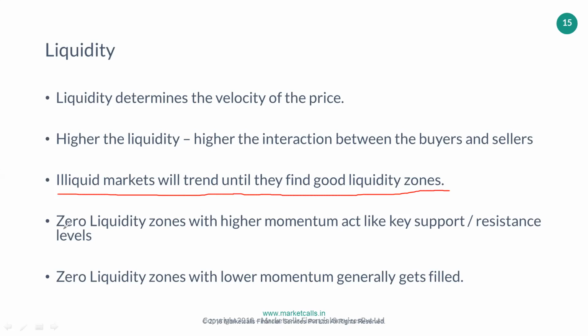And zero liquidity zones, at times you're going to find inside the order flow a lot of zeros with higher momentum. Those are the ones that are going to act like a key support or resistance. We're going to talk about that. So some of the zero levels are mostly key support zones or key resistance levels. And there are zero liquidity zones with lower momentum. They generally get filled. Maybe I'll give you a couple of examples once we are done with that.